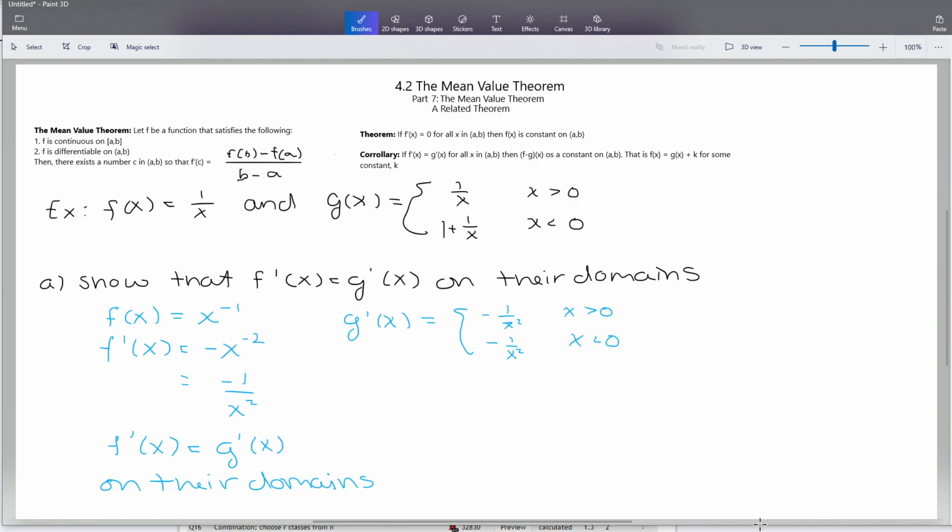All right, so let's look at the second part of this question. Part B is asking us, can we conclude that f of x minus g of x is a constant? Now, first of all, let's look at what f of x minus g of x actually is.